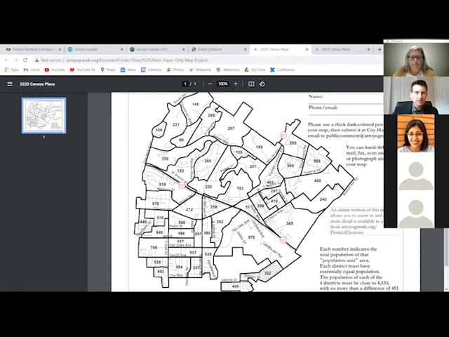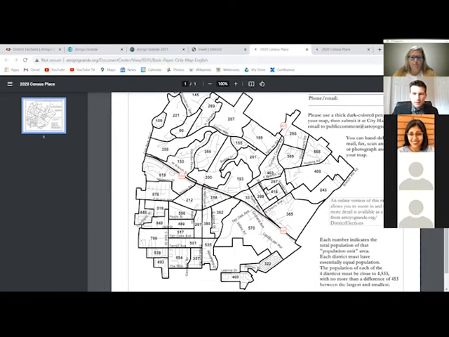And so you would use the population values to manually calculate how many people live in each district that you draw. And you see down at the bottom right, you would want the population of each of the 4 districts to be close to 4,533, with no more than a difference of 453 between the largest and smallest, because anything more than that is not considered population balanced. So you would draw 4 districts and add up the population numbers to make sure that each of your 4 districts is close to that 4,533 figure. And then you can submit that by either dropping it off at City Hall, or you could take a picture of it and email it to publiccomment@arroyogrande.org.